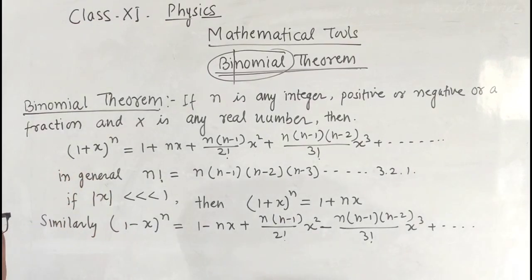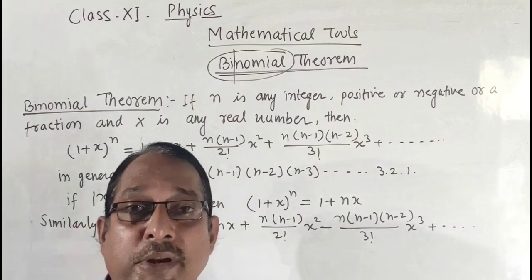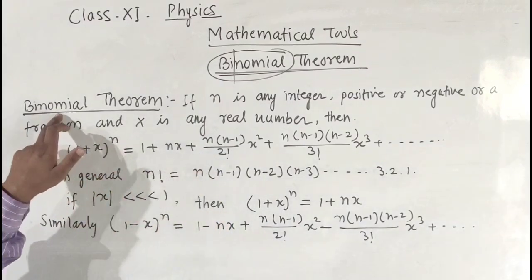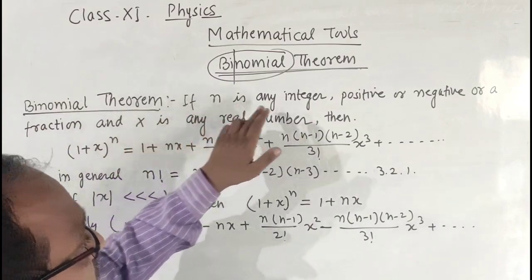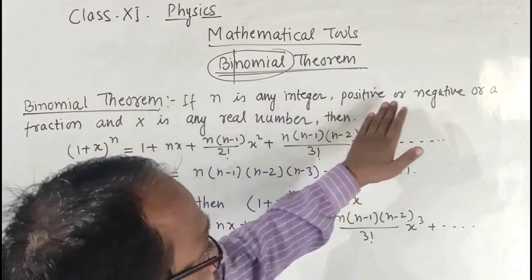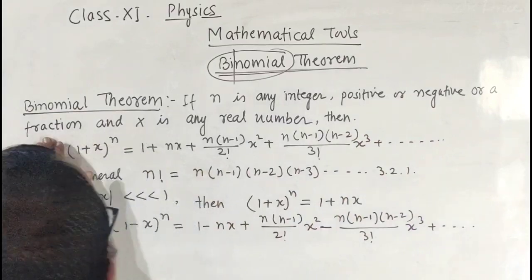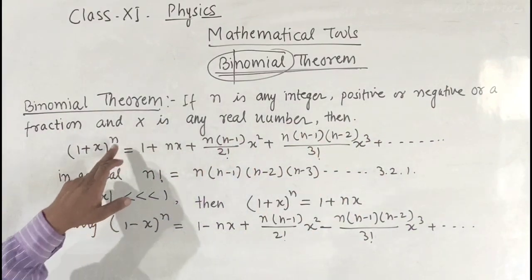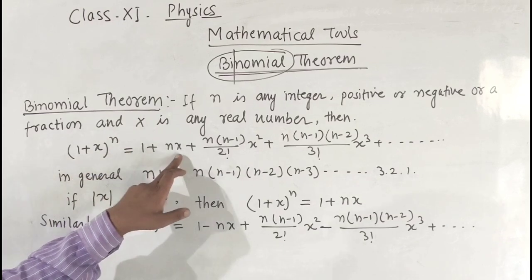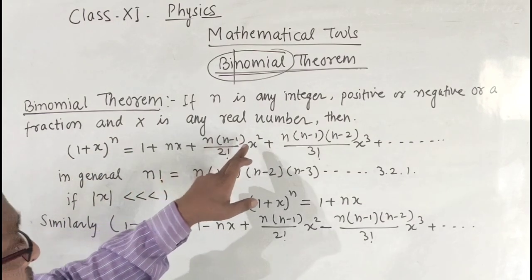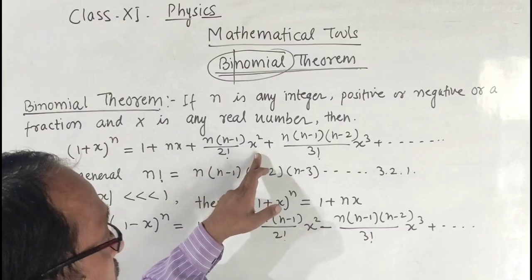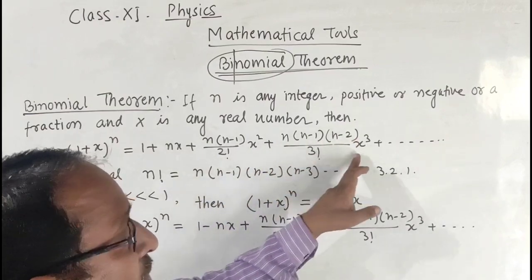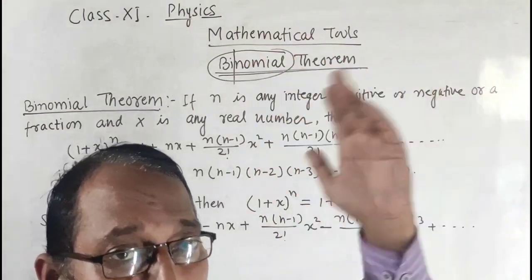In general, in brief, the binomial theorem goes like this. As per the binomial theorem, if n is any integer, positive or negative, or a fraction, and x is any real number, then (1 plus x) to the power n can be written as 1 plus nx plus n(n minus 1) by factorial 2 x square plus n(n minus 1)(n minus 2) by factorial 3 x cube, and so on. It will continue and so on.